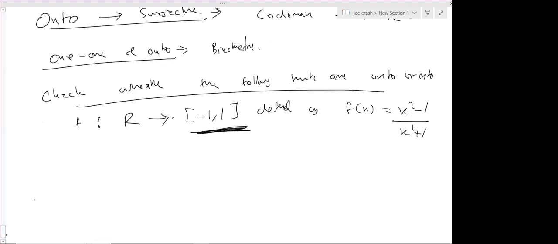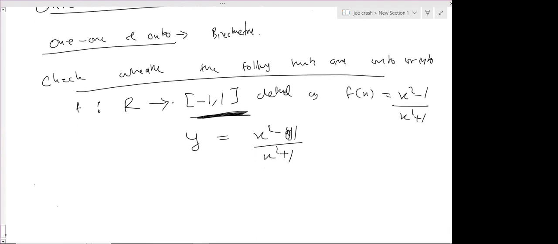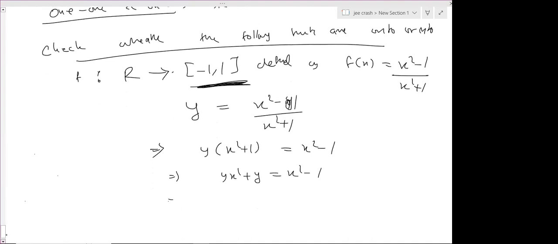How to find range? Always remember, convert x and y and you will get the answer. So the first step is to find x in terms of y. I can cross multiply: y times (x square plus 1) equals x square minus 1. So y x square plus y equals x square minus 1, bring the x square to one side. So y x square minus x square equals -1 minus y. So x square equals (-1 minus y) divided by (y minus 1). This is clear?